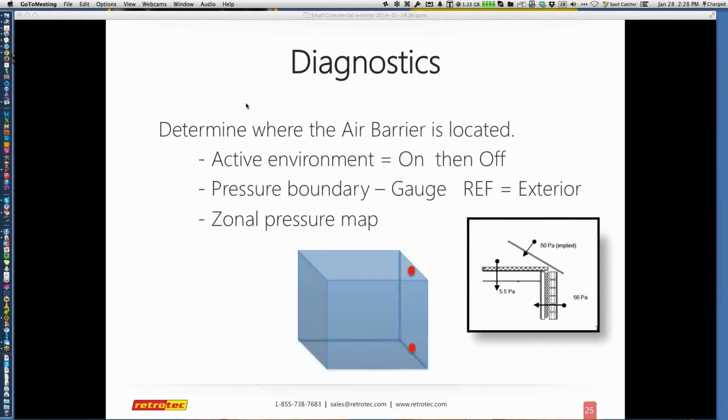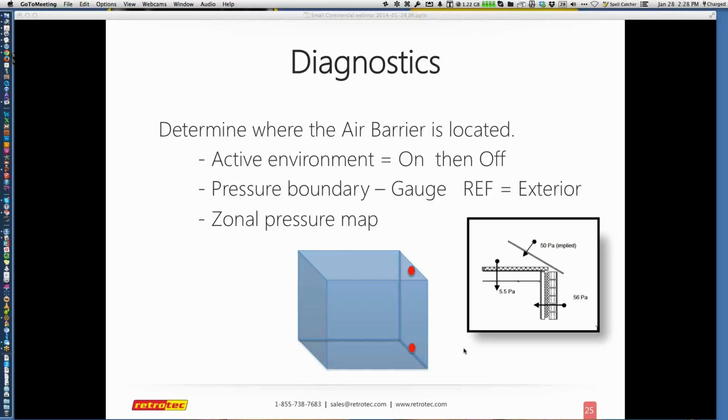So one of the most fundamental diagnostic tools you can use, with no other equipment except your manometer, is just trying to determine where the air barrier is located: zonal pressure mapping, basically. You really want to find out if you are testing the actual active environment, which means they have a variety of exhaust fans or kitchen fans. Are they on, then off? What kind of impacts are they having? Have I figured out where the pressure boundary is, with just reference to the outside?